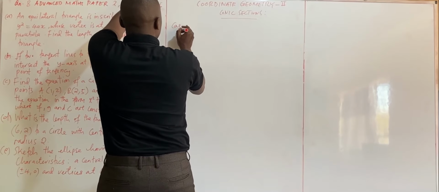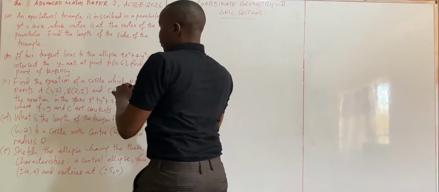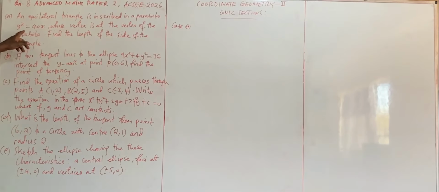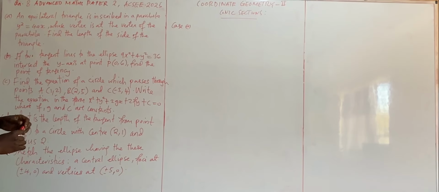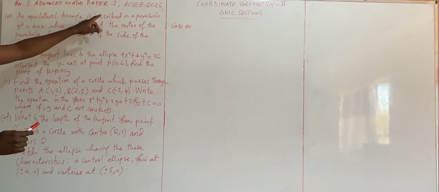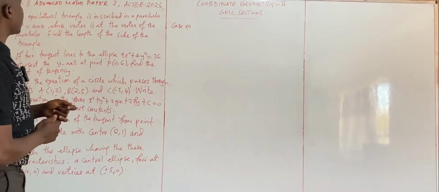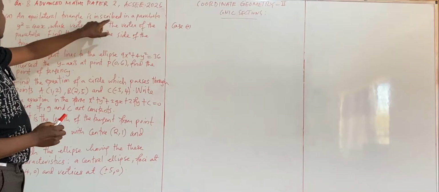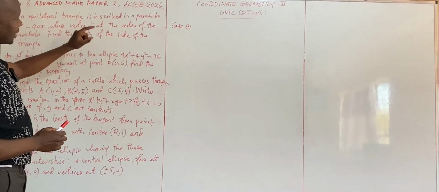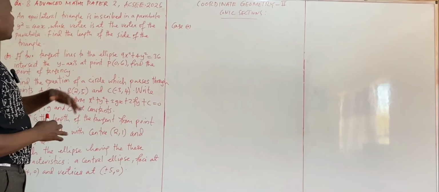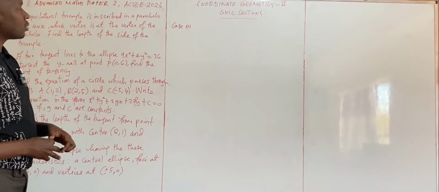Now, starting with part A, let's see the solution scheme for it. An equilateral triangle is inscribed in a parabola y squared equals 4ax, with one vertex at the vertex of the parabola. It means this equilateral triangle is within the parabola, and one vertex of the triangle is exactly at the vertex of the parabola. We are required to find the length of the side of the triangle.